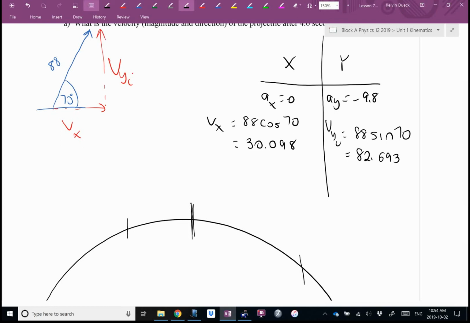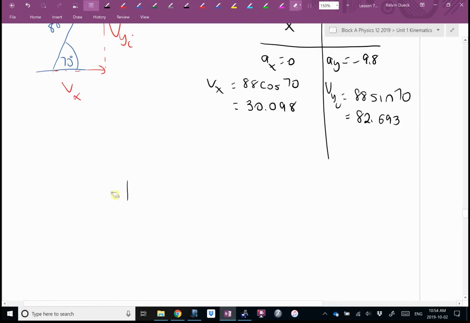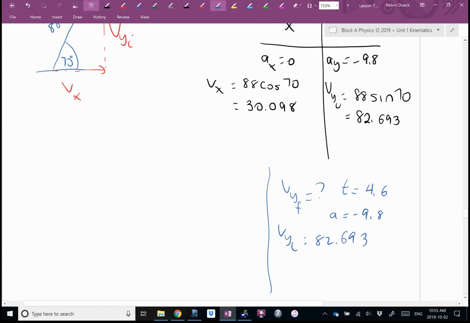Okay. But that means I'm going to find something in order to find something. I know I'm going to need to find Vy final no matter what. So I'm going to do that first. What is Vy final? Erica, what was time? They gave me that, but I've scrolled down. 4.6 seconds, and I know A is negative 9.8, and I know that Vy initial is 82.693.